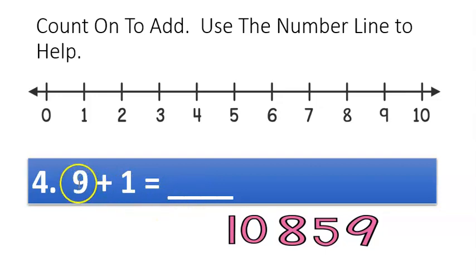Let's read it together. 9 plus 1 equals blank. Now boys and girls, what number are we going to start with up here on our number line? What number? 9. Because look, 9 is right here in front. So you have to start at 9 right here. This is where we're going to start. Now it says plus 1. So we're going to have to count on plus 1. So we're going to start here at 9.